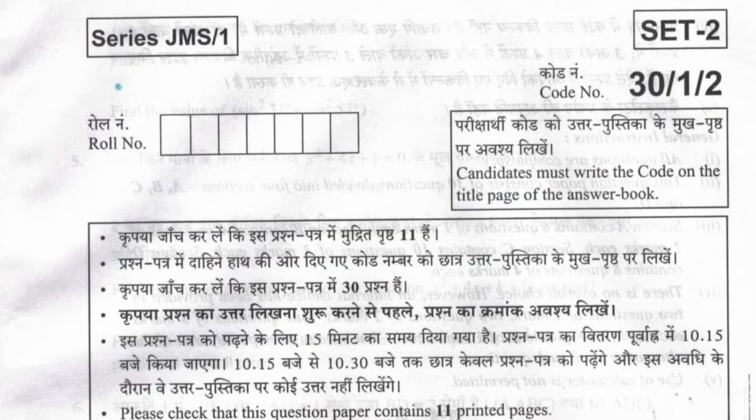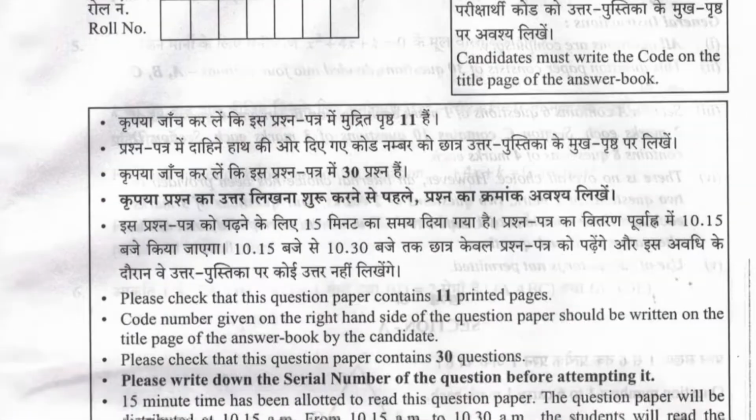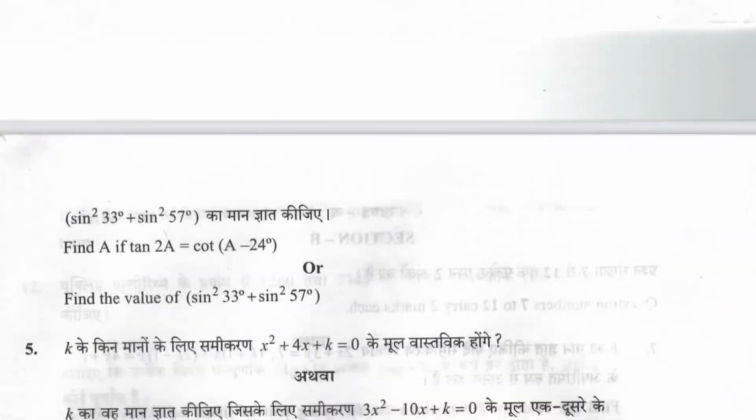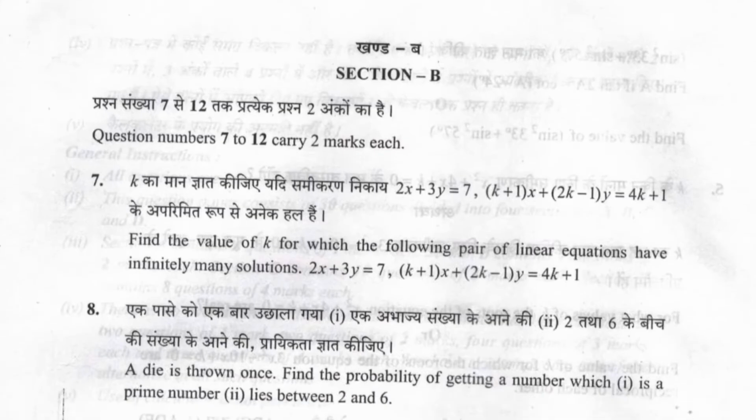Hello everyone, we are continuing to solve our CBSE 10th grade math board papers, and this is for the year 2019. The series is JMS/1 and the code number is 30/1/2. So this is the set for 30/1 and we have already solved section A in our previous video. Now let's move to section B.